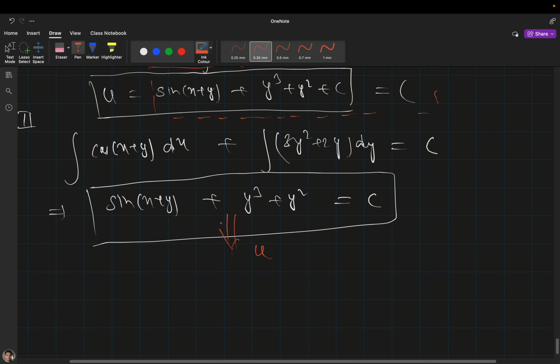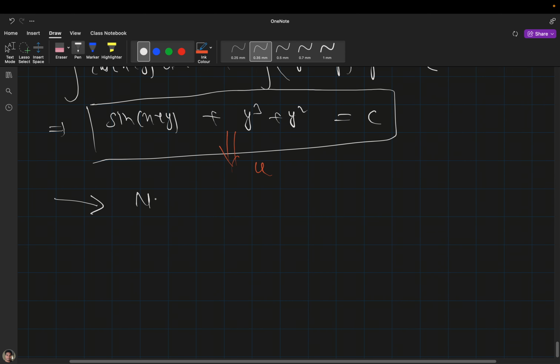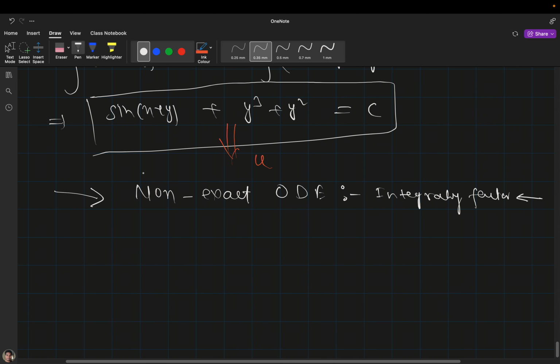Fine? Now let's take another case. What if the differential equation is not exact? Okay? Non-exact ODE. In this case, you will find an integrating factor. Suppose you have the same form, M dx plus N dy equal to 0.